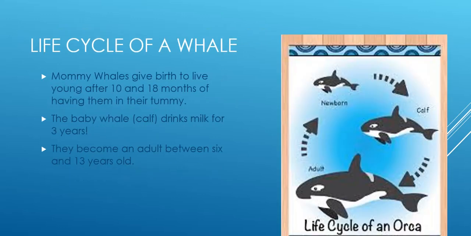Then we have the life cycle of a whale. So basically this is pretty easy. The mommy whale gives birth to the baby whale after having them in their tummy, and the baby whale drinks milk for 3 years. That's important to know. So the baby whale, which is called a calf, drinks milk for 3 years. Then they become an adult, and then they have babies of their own. But for 3 years, they drink milk.